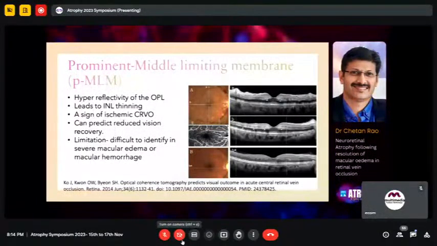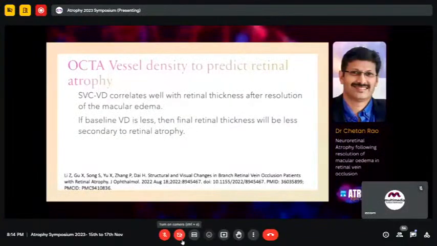However, the limitation is that it is difficult to identify this particular biomarker in cases of severe macular edema or macular hemorrhage. With the advent of OCT angiography, it has become easier to confidently look at the superficial and deep capillary plexus of the retina, and use the various vascularity indexes to quantify the pathological changes that occur in RVO.